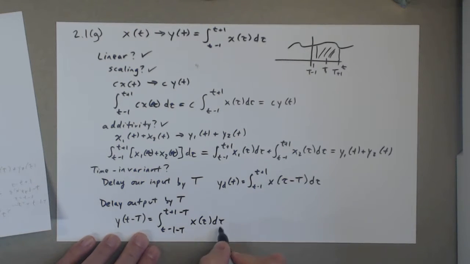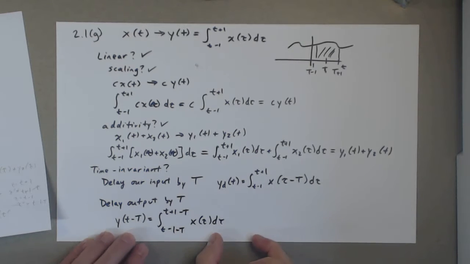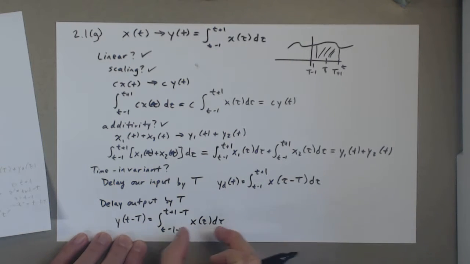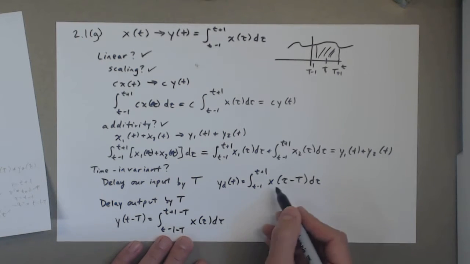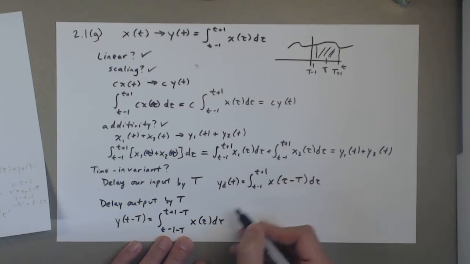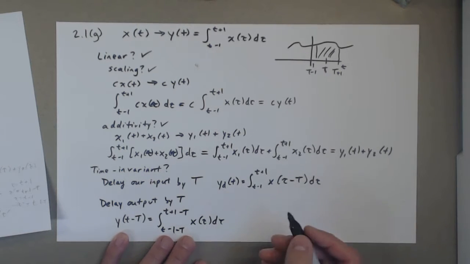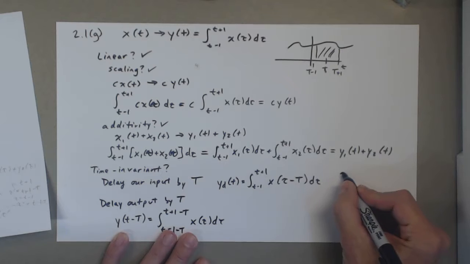And so we have the same signal, but the area over which we're finding that integral has moved, right, by that delay. Now the question is, are these two things equal, right? Because if they're equal, it's time invariant. And to do that, what we want to actually do is do a change of variables. So we'll do that over here.